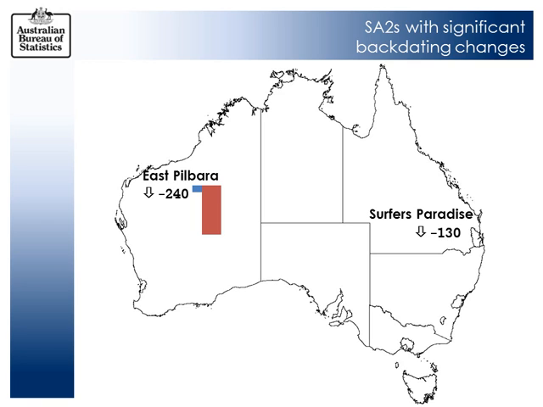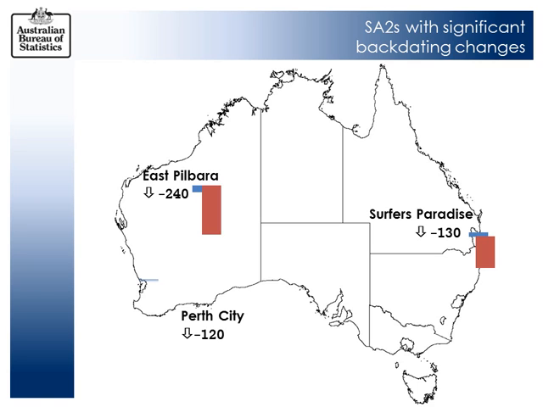Surfers Paradise also had a significant downward revision. Again, preliminary components showed very little population change, but final rebasing showed there was around 130 people migrating to the area, from both within the country and overseas.